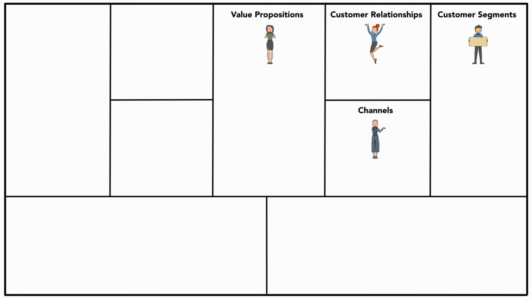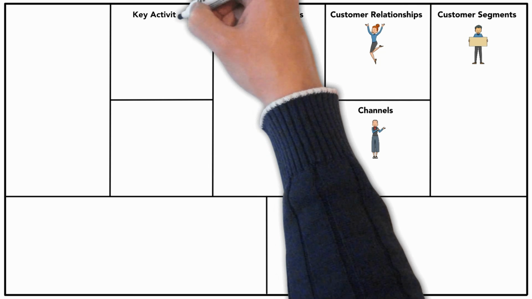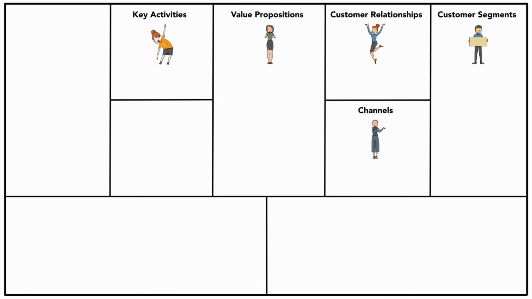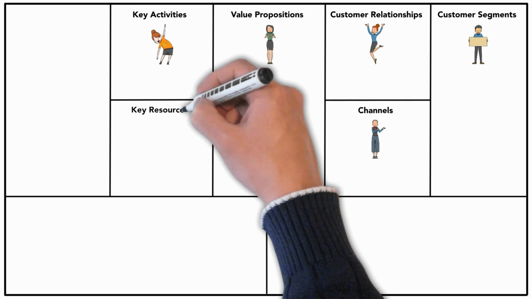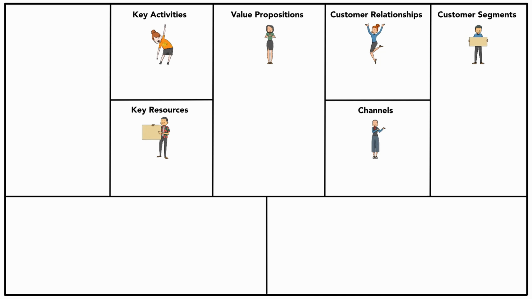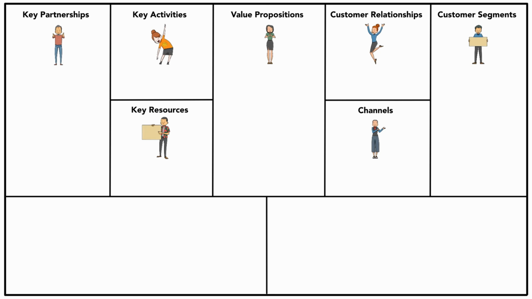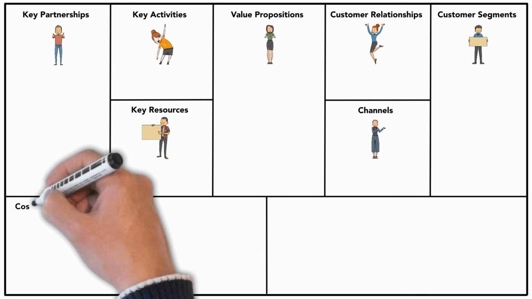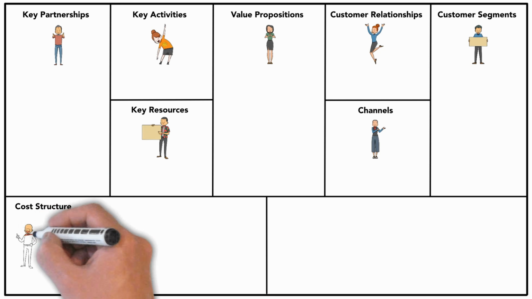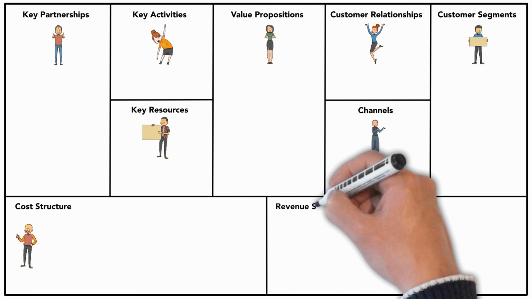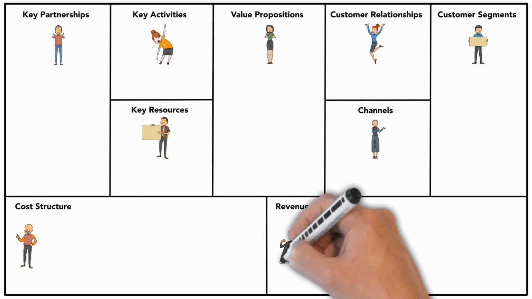The value proposition describes the value delivered to the customer. Key activities describe the activities needed to deliver the value proposition. For example, networks or platforms. Key resources describe the resources needed to deliver the value proposition, such as financial, human, intellectual, or physical resources. And key partnerships describe the partnerships needed and the specific roles to deliver the value proposition. The cost structure describes the most important costs inherent in the business model, and the revenue streams describe how much the customer is prepared to pay.